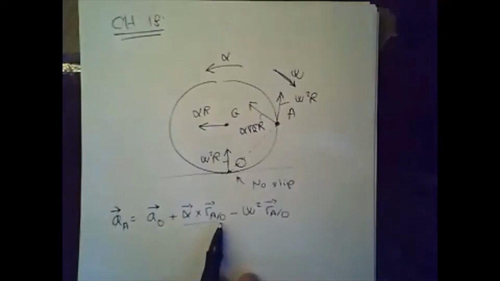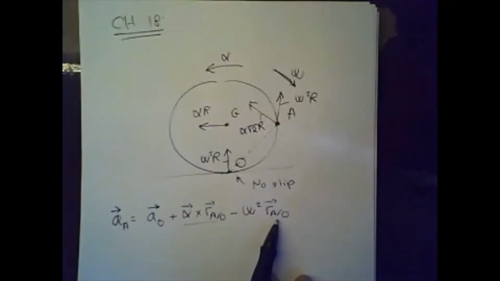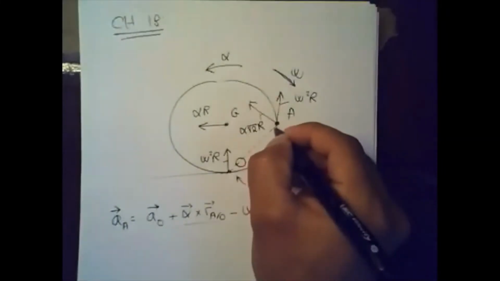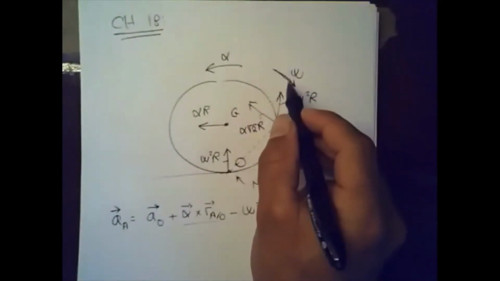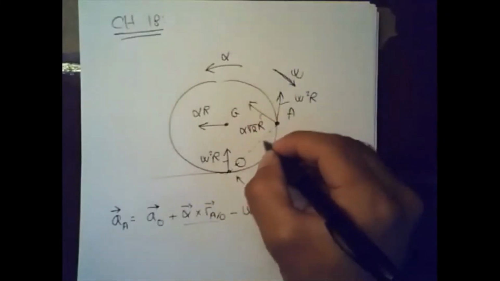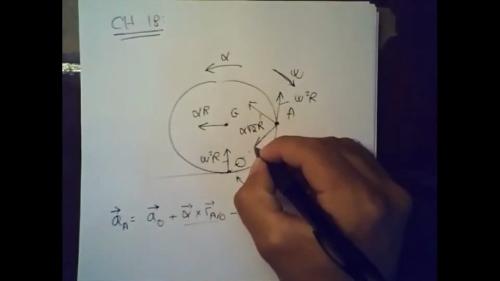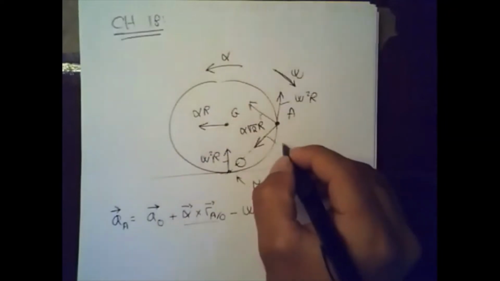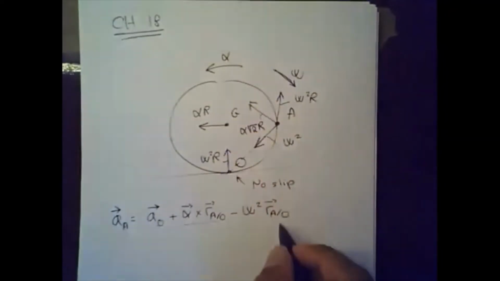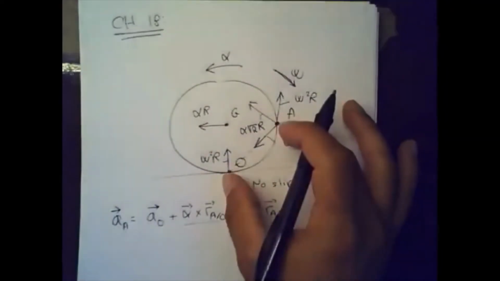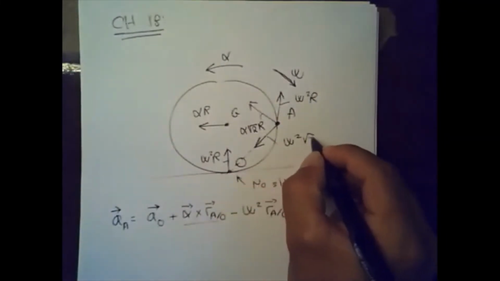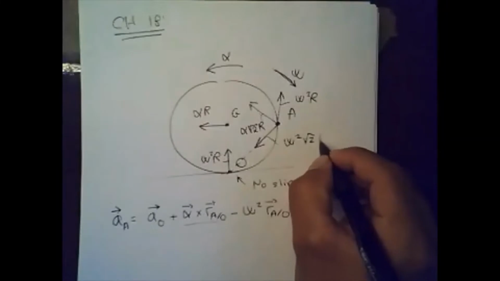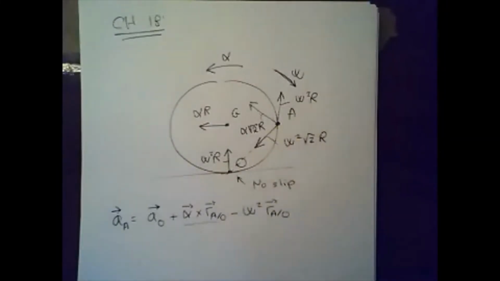So this is that component, and then the last one is going to be equal to minus omega squared RAO, which doesn't matter on the sign of omega. It could be clockwise or counterclockwise. You will always have your centrifugal acceleration as omega squared RAO. What is the length of this vector? This guy is 45 degrees, so it's going to be square root of 2 multiplied by r, right?